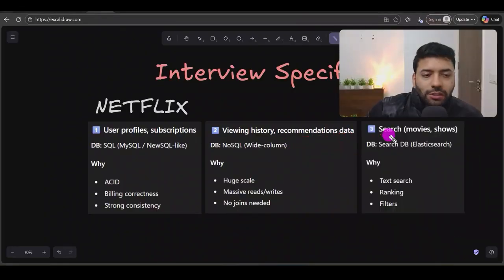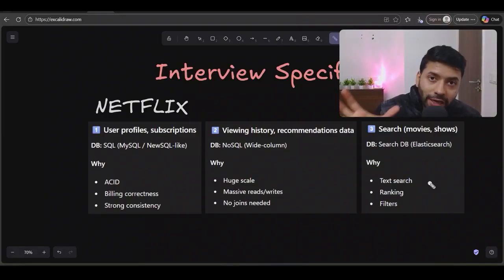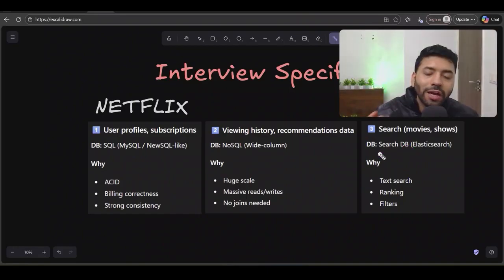Next, if we talk about search related functionality, because in Netflix, you would search for movies or some specific shows, right? So for that, we will use a search database like Elasticsearch. Why? Because this is text search, and in search we also want things like partial matching or fuzzy matching or searching inside the sentence. All those things are part of the search functionality, and for that a search database is really good. Also, as we saw earlier, a search database provides you ranking and filters. So that's why for the search feature, a search database is the best.